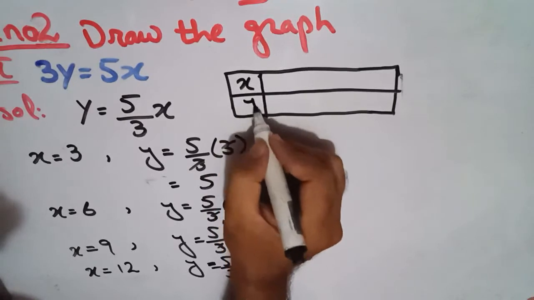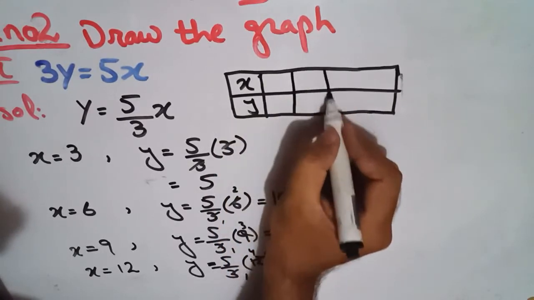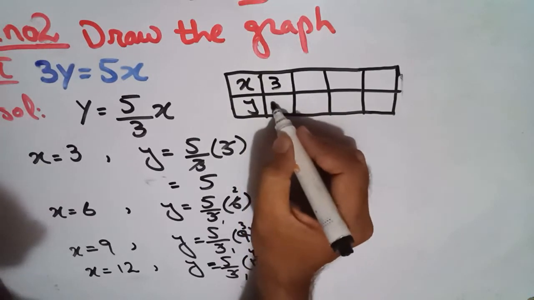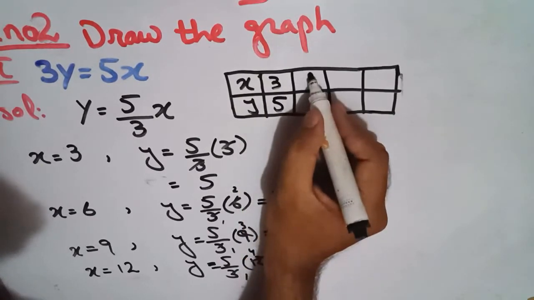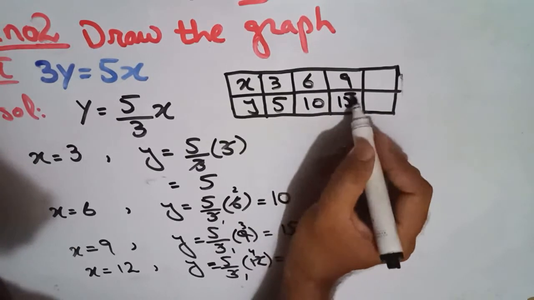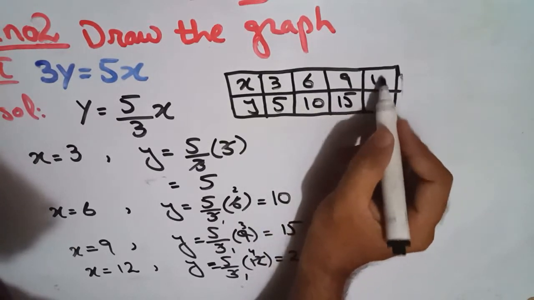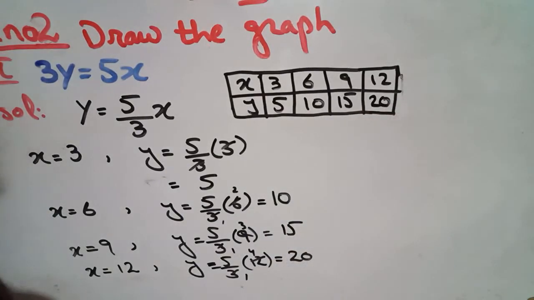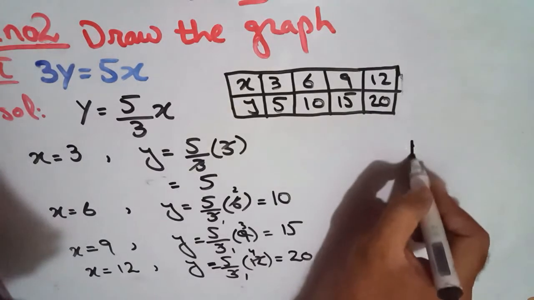Value of x and value of y, 1, 2, 3 and 4. When x is equal to 3, y is equal to 5. When x is equal to 6, y is equal to 10. When x is equal to 9, y is equal to 15. When x is equal to 12, y is equal to 20. So there you will draw a graph that will contain the values of x up to 12 and the values of y up to 20. Simply you can create a graph here.